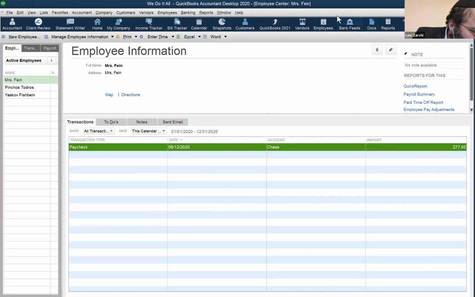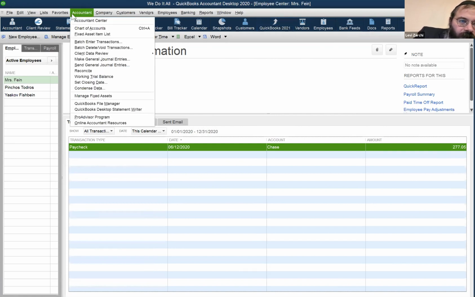We went through list assets, and we just did not do the last item, which is number 10, accountant. An accountant, we discussed briefly that you could make general journal entries and send general journal entries. This is what accountant does. It's also called batch enter transactions.